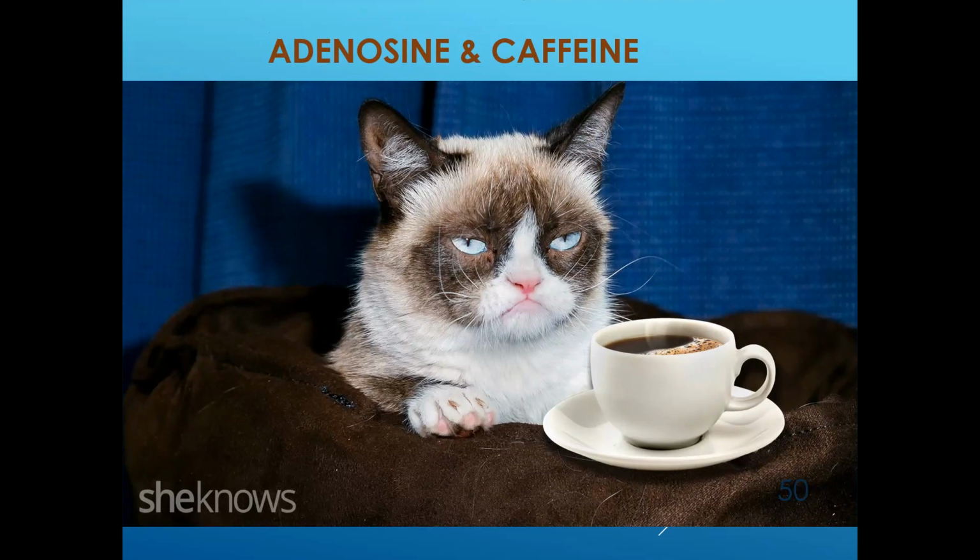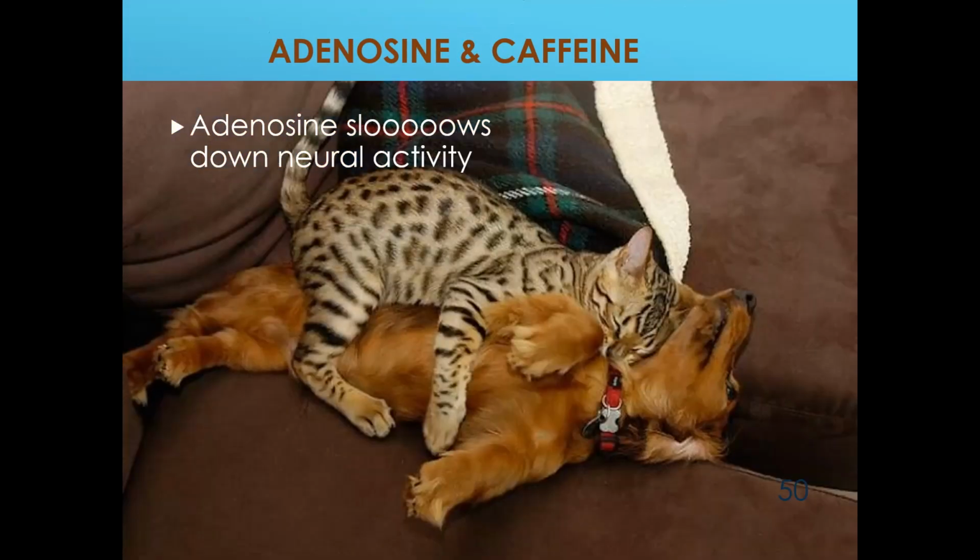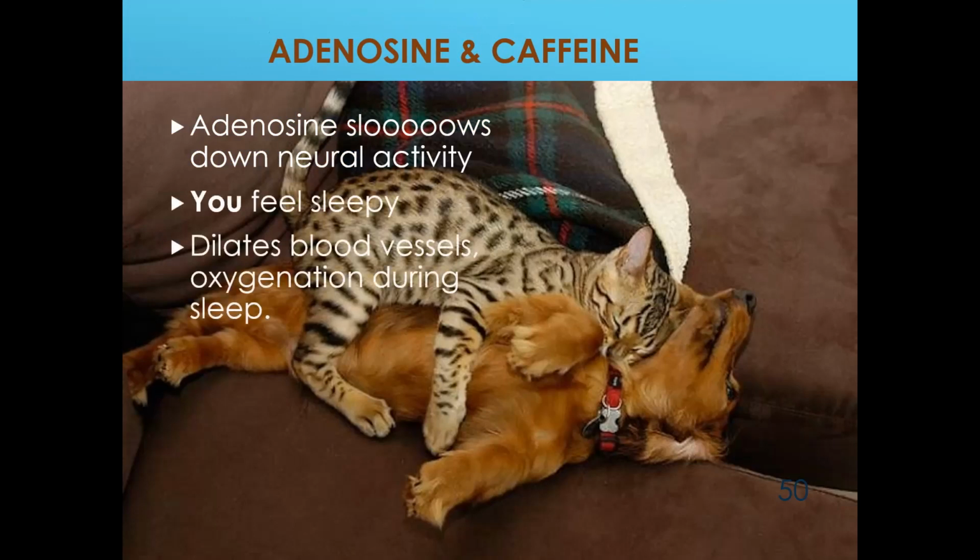All right, so we're in the other category, which means we're in the home stretch. Adenosine is the neurotransmitter. Adenosine is that molecule of sleep. Adenosine slows everything down and makes you sleepy. Isn't that beautiful? You feel sleepy. It dilates your blood vessels, oxygenation happens, and you fall asleep.